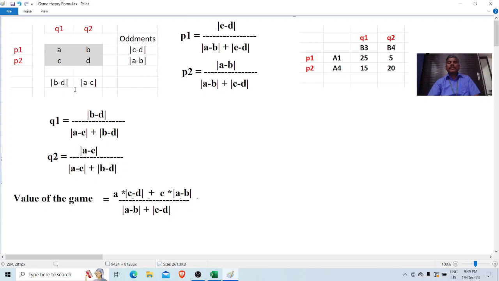Then we will find the modulus of B minus D. B is 5, D is 20, 5 minus 20 is minus 15. If we take the modulus, it is 15. Next, we will find the modulus of A minus C. A is 25, C is 15, 25 minus 15 is 10.